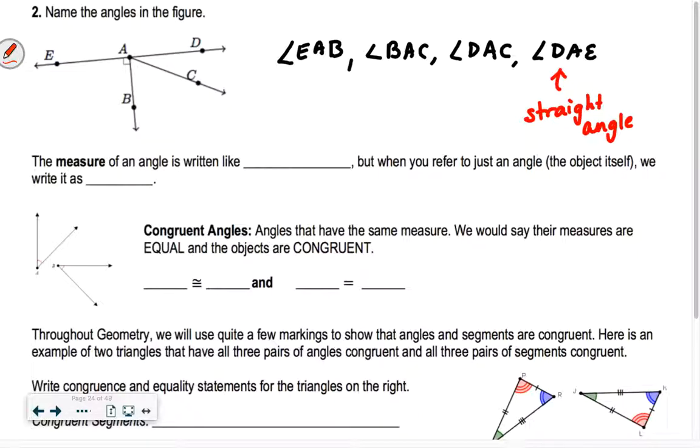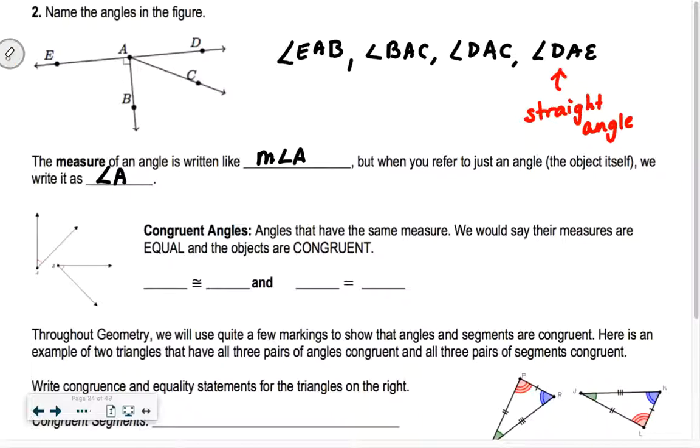All right, so the measure of an angle is written like the measure of angle A, but if I refer to just the angle, the object itself, I write angle A. That's similar to what I was talking about the other day with congruent segments. If I talk about congruent angles, we typically use these little marks. Do you guys see how there's a little swoop there? Maybe I have one swoop and one swoop. That means those angles are the same. You can kind of see it on your page.